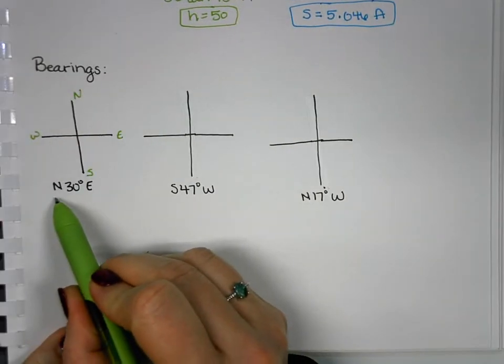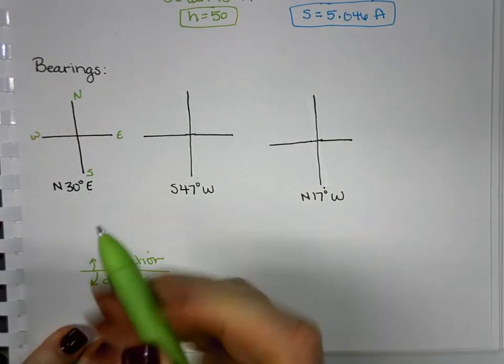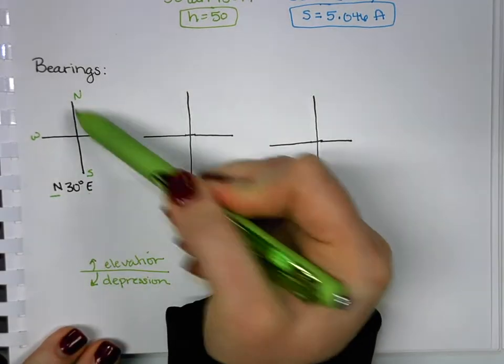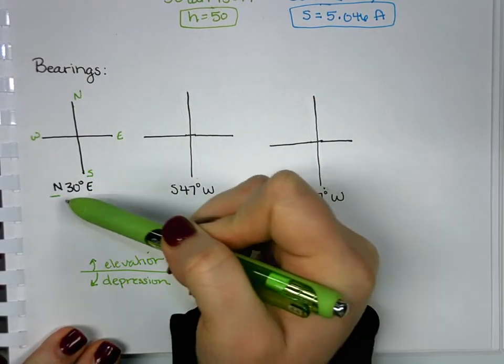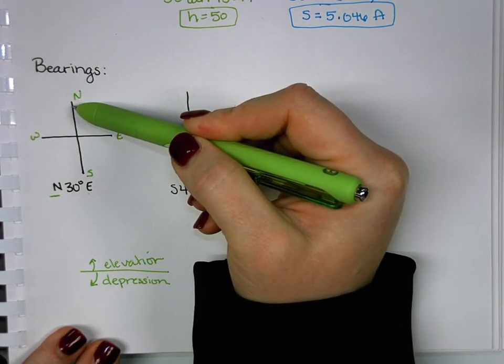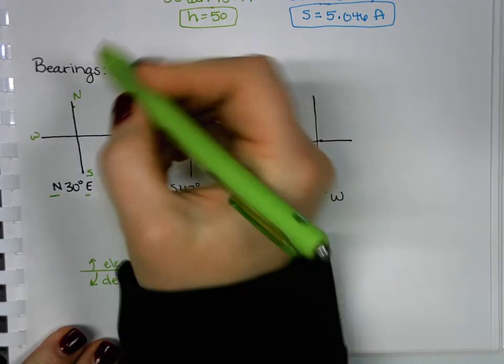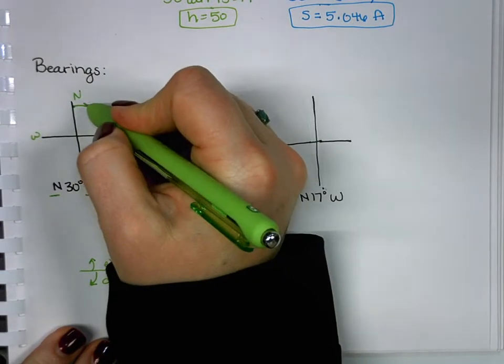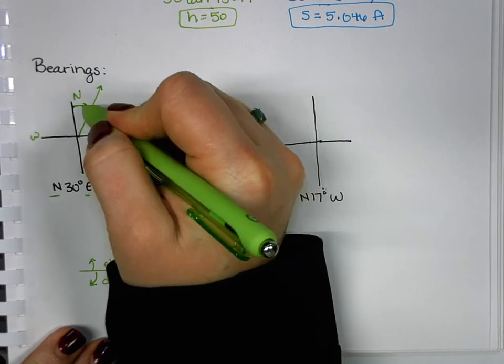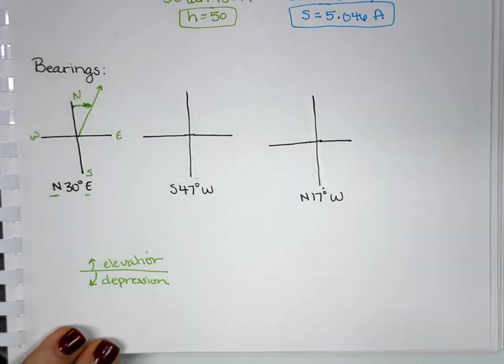drawing this angle, north 30 degrees east. This first one tells you whether you're measuring from the north side or the south side. So north means I'm going to measure it from up here. And from up here, I'm going to go 30 degrees to the east. And there would be my north 30 degree east angle.